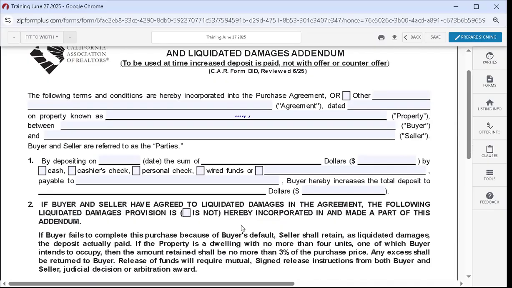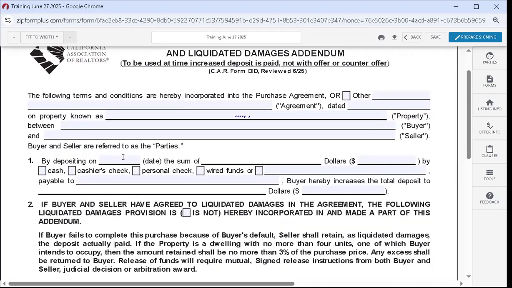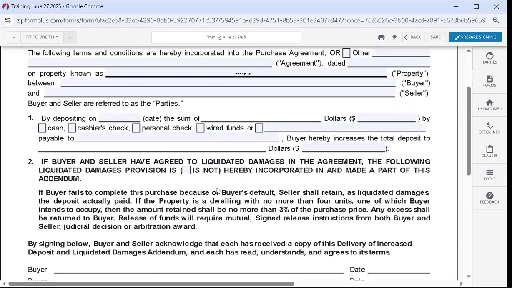So if you bring in additional funds into the contract, not in the manner Peter is talking about, like if you're giving something to the buyer, you want something back, which could be the release of funds, this form is required, delivery of increased deposit and liquidated damages. So you would fill this out. Number one, they're depositing on the date, how much, are they using cashier's check, personal check, or wire, payable to probably escrow, right? It's going to be payable to escrow. Buyer hereby increases the liquidated damage deposit to, you would put that here.